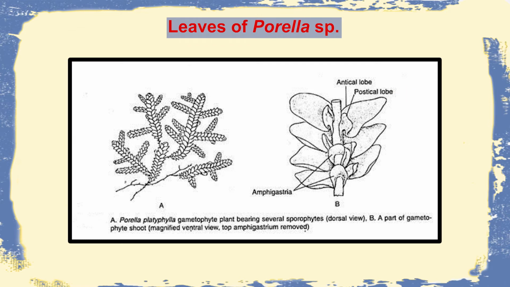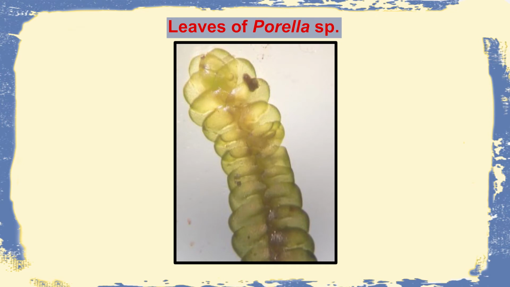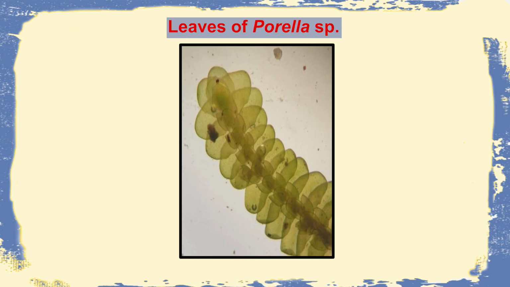And the leaves which arise on the ventral surface are known as the amphigastria. Here in this diagram, it has been shown that the arrangement of the leaves, both on the dorsal side and on the ventral side, where on the dorsal side the leaves are usually overlapping in shingle-like structures, and on the ventral side there are 2 lateral rows of leaves with a row of underleaves.